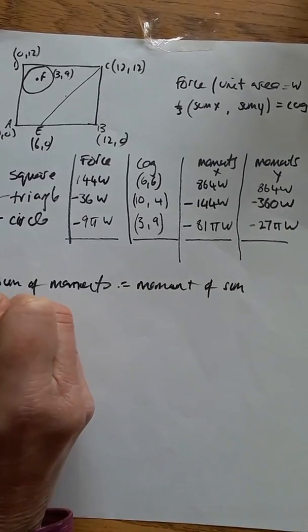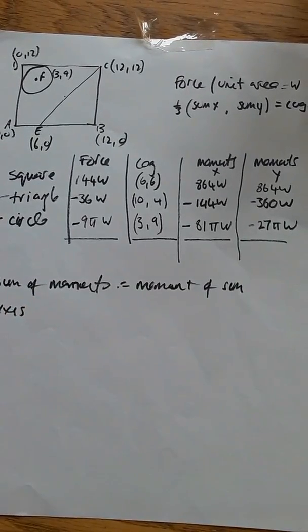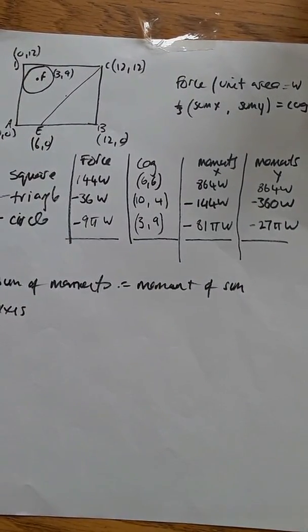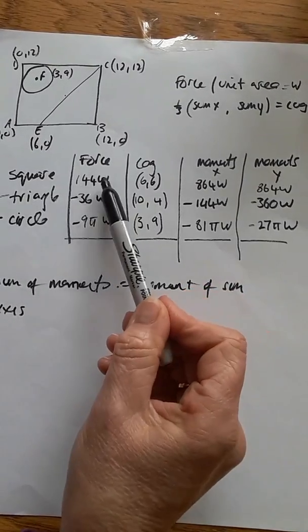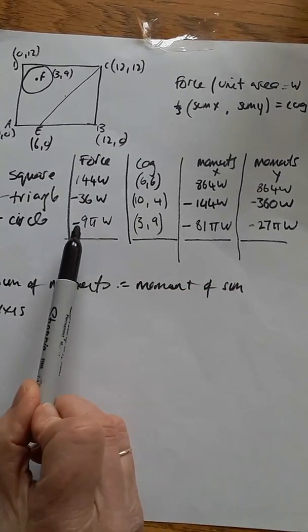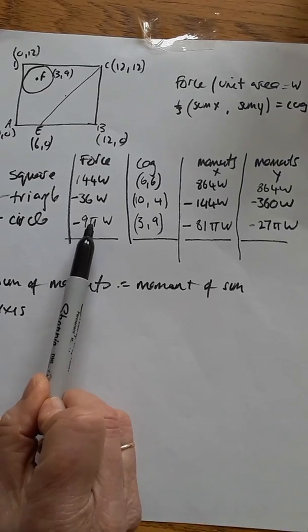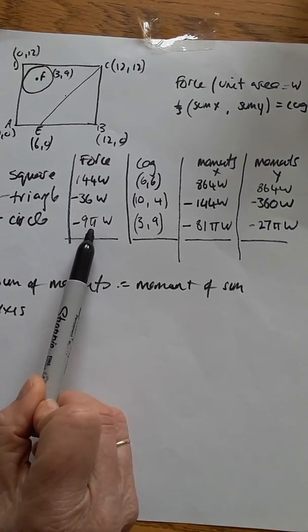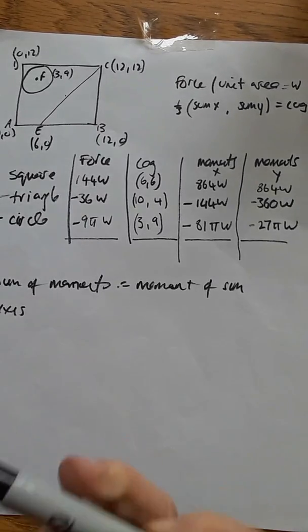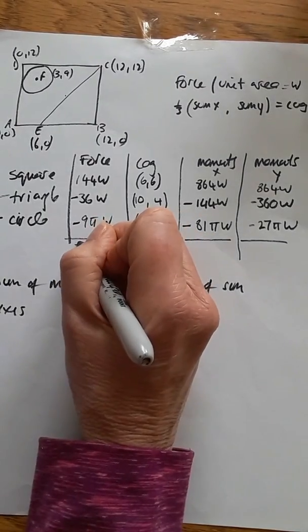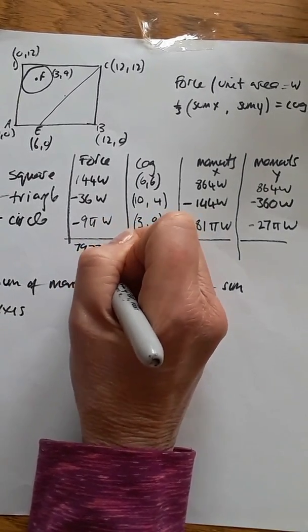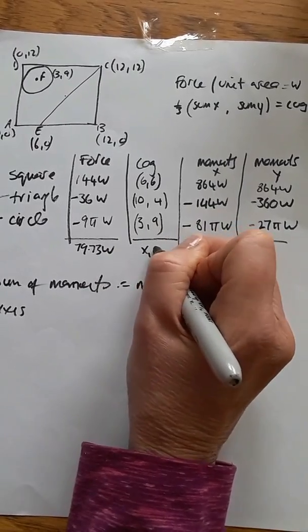So I'm going to do the x-axis first. All right, now, the sum of the moments. First of all, the sum of that resultant, I'm going to add 144W, take 36W from it, and take 9 pi. Pi, remember, is 22/7 or 3.14. So when I work that out, that becomes 79.73W.